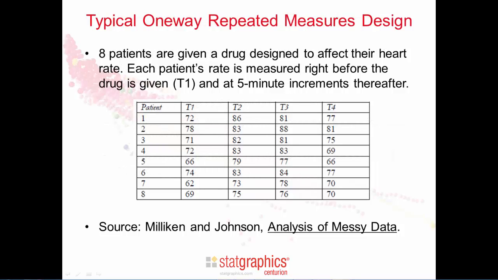This slide shows a typical one-way repeated measures design. It's from the excellent book called Analysis of Messy Data by Milliken and Johnson. In this experiment, 8 patients were given the same drug. It was a drug designed to affect their heart rate. The patient's rate was measured right before the drug was given, that's time t1, and at 3 5-minute increments thereafter.